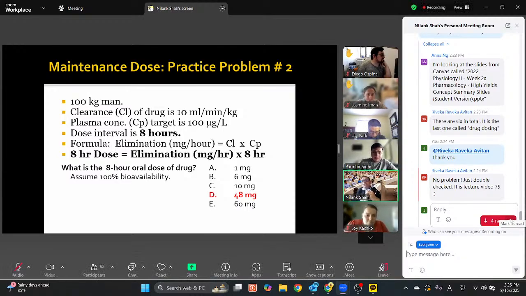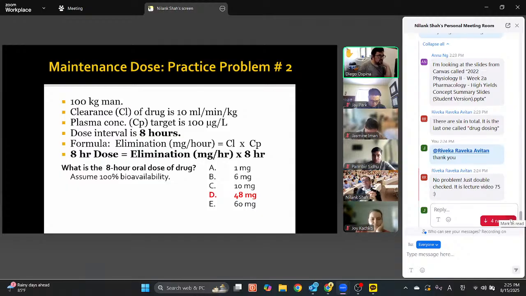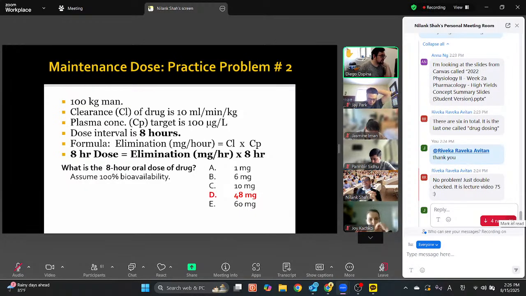Yes, Diego, who raised the hand first, and then I'll go to Jasmine. Does it mean that every 8 hours the patient is eliminating 48 milligrams, and to keep therapeutic levels, you have to replace those 48 milligrams? I love you, Diego. You explained it completely, man. It's a complete answer.